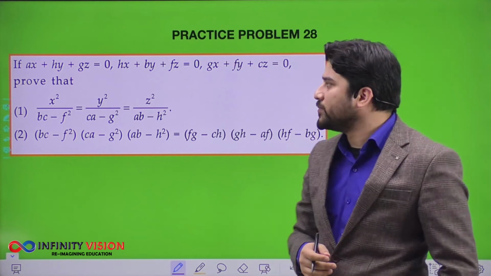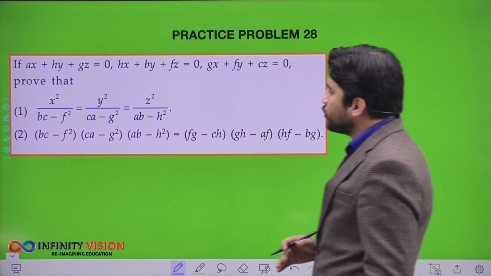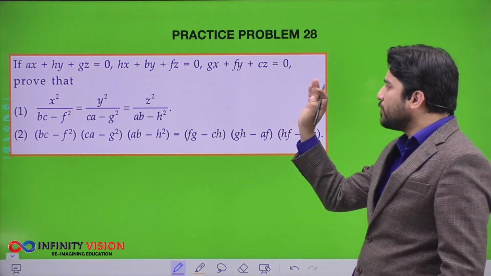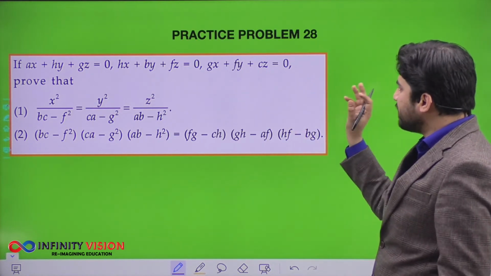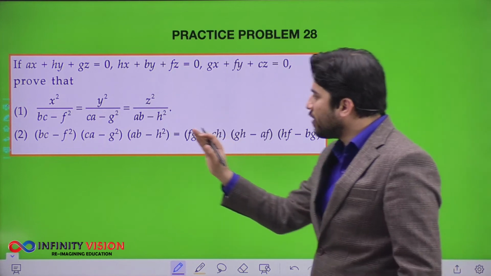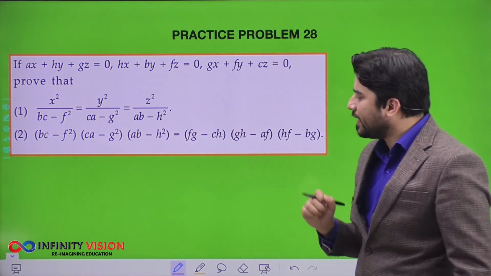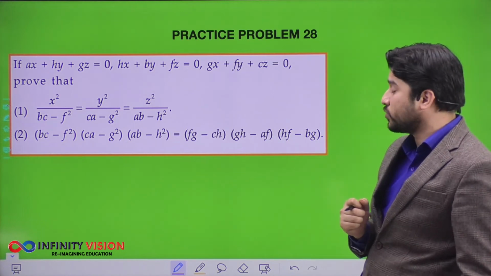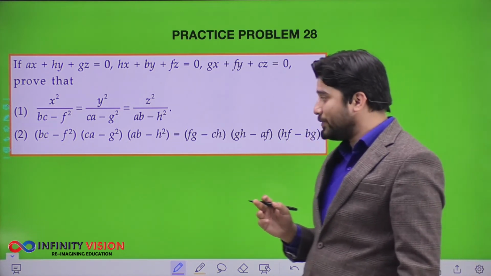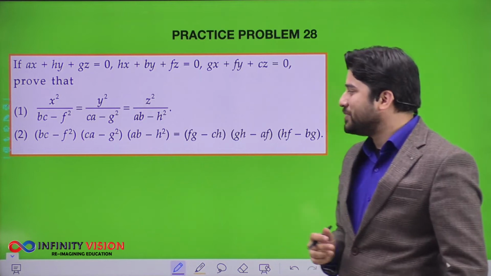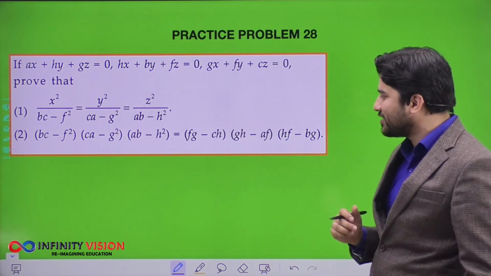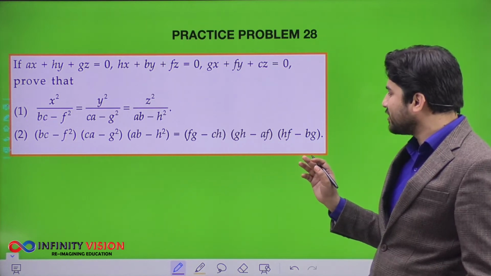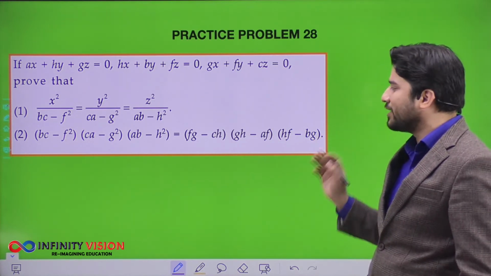Let's look at this problem, that is practice problem 28. The question reads, if ax plus hy plus gz equals 0, hx plus by plus fz equals 0, and gx plus fy plus cz equals 0, you have to prove the first part, x square upon bc minus f square equals y square upon ca minus g square equals z square upon ab minus h square. And the second part is bc minus f square into ca minus g square into ab minus h square is equal to fg minus ch, gh minus af, and hf minus bg.